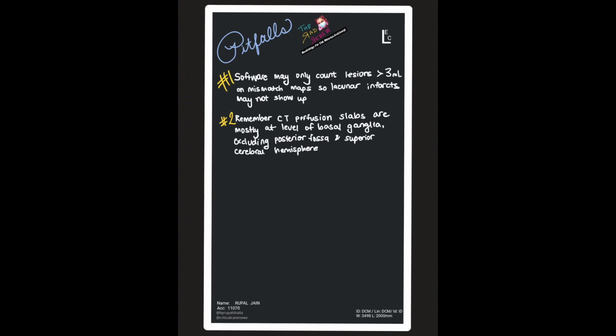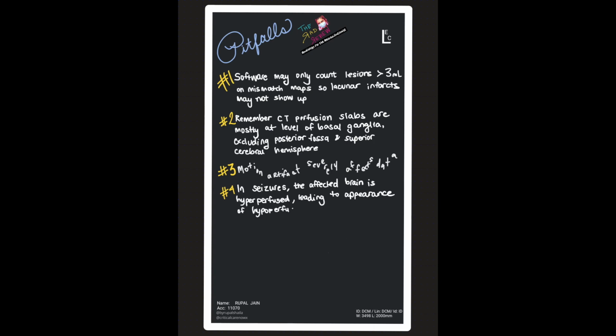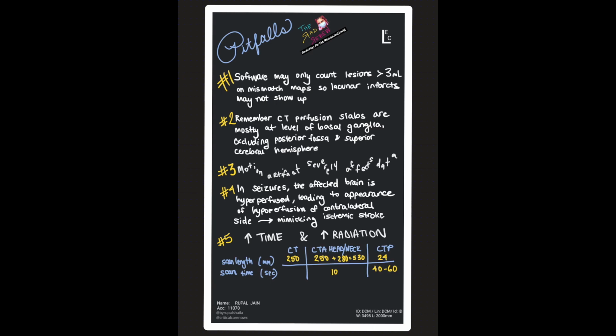Pitfall number 3, motion artifact severely limits data. Pitfall number 4, in seizures, the affected brain is hyperperfused, leading to the appearance of hypoperfusion of the contralateral side, thereby mimicking ischemic stroke. And the fifth and final pitfall is failure to recognize that a CT perfusion has an increased scan time and delivers more radiation to a concentrated section of tissue.